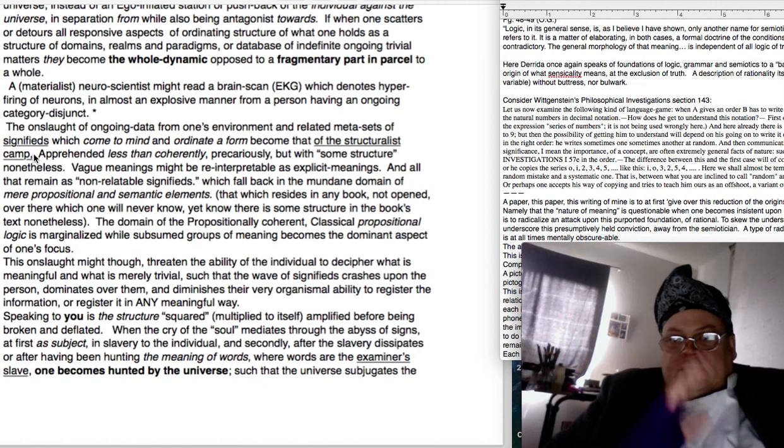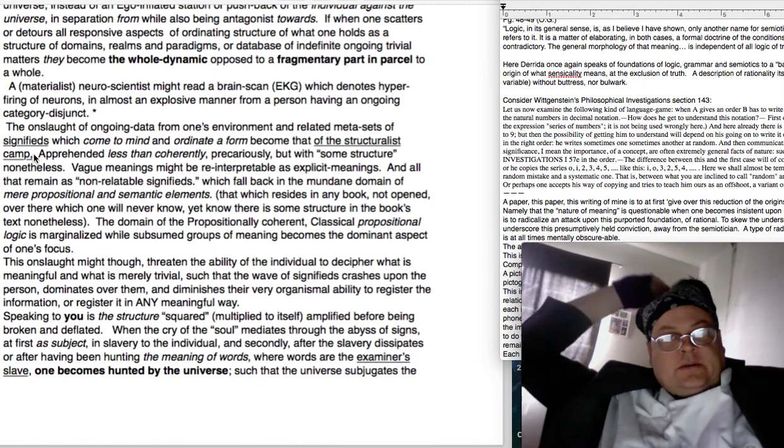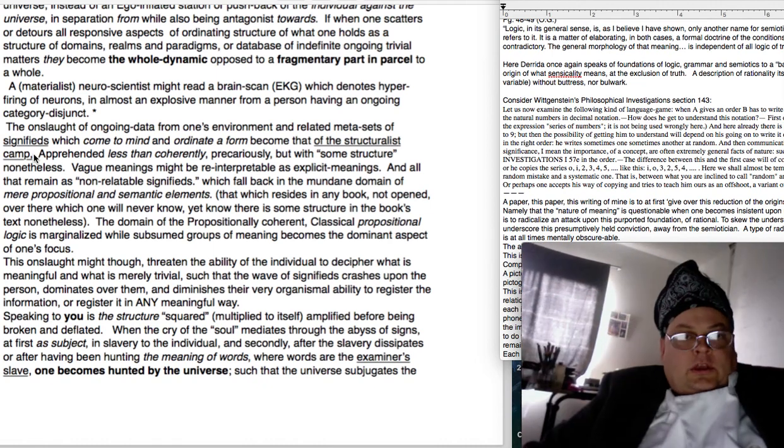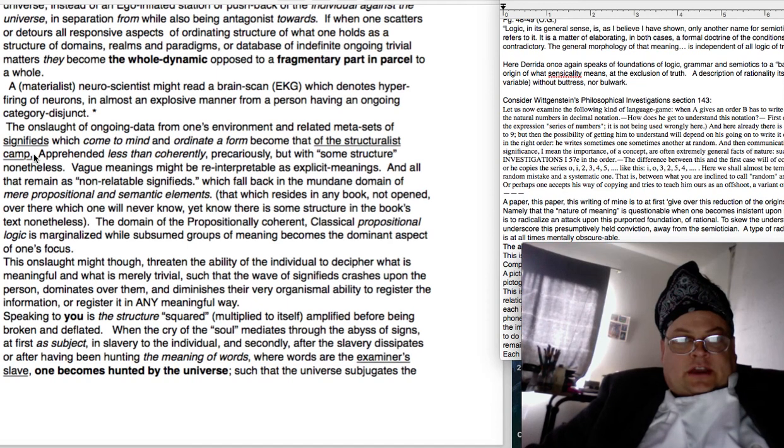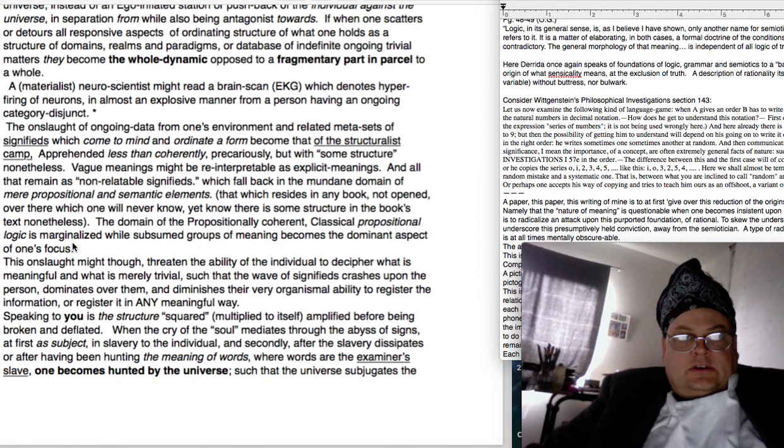The onslaught of ongoing data from one's environment and related metasets of signifieds, which come to mind and ordinate a form, become that of the structuralist camp, apprehended less than coherently, precariously, but with some structure nonetheless.